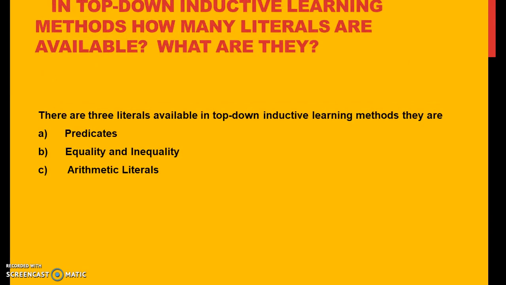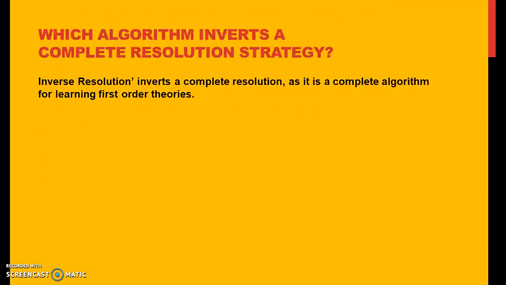In top-down inductive learning methods, how many literals are available? There are 3 literals available. They are predicates, equality and inequality, and arithmetic literals. Which algorithm inverts a complete resolution strategy? Inverse resolution inverts a complete resolution, as it is a complete algorithm for learning first-order theories.